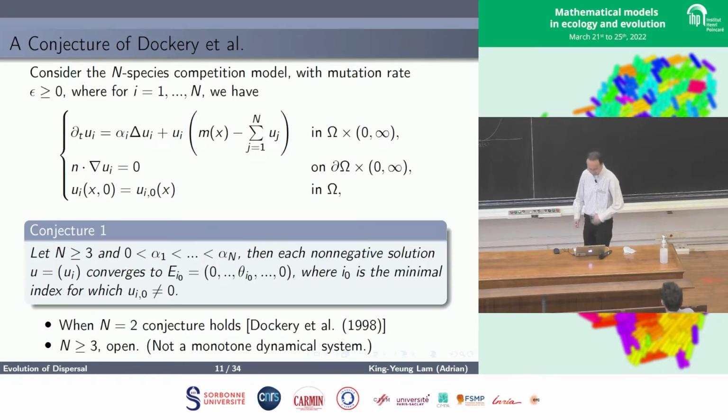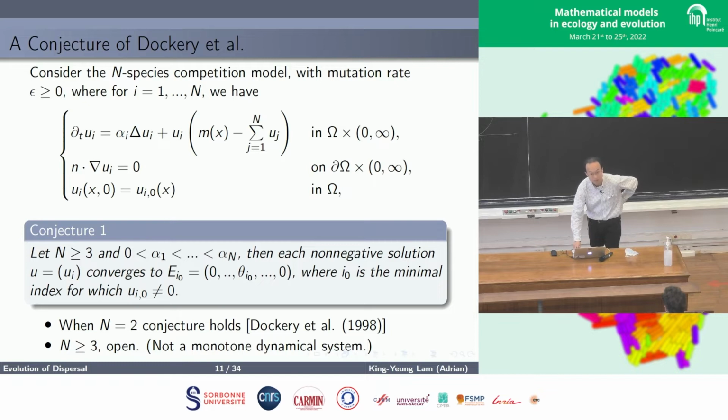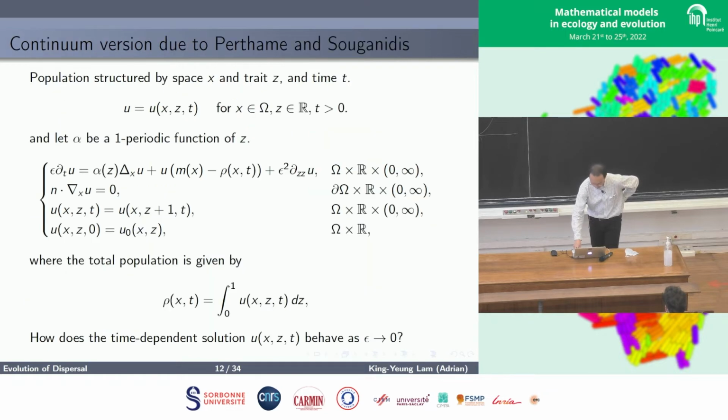So Dockery et al. continue to conjecture that, well, if you have more than two species, okay, which are identical except for diffusion, then still the slower diffuser should competitively exclude everything. Okay, so whichever the slowest diffuser that is present initially, it should dominate in the long term. So this conjecture is, as far as I know, still open, and the difficulty is that n bigger than 3 is not a monotone dynamical system. So there are fewer tools for studying global stability results.